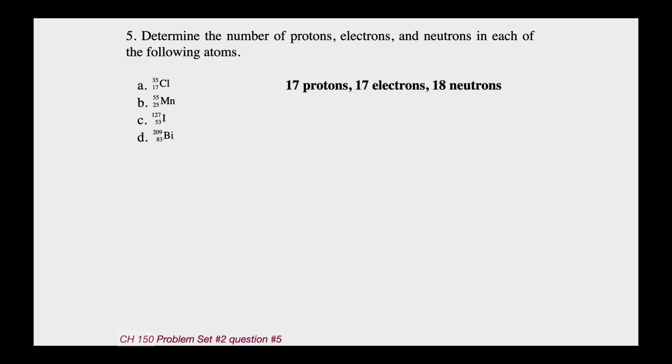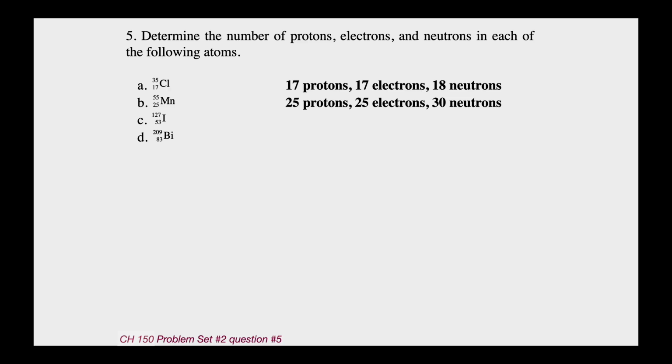The 17 is the lower left number. A neutral atom has the same number of electrons, and top number minus bottom number, 35 minus 17, gives you the 18 neutrons we're looking for. For the next problem, you would have 25 for the number of protons on manganese. That would mean 25 electrons, and 55 minus 25 would be the number of neutrons. That's going to be 30. So 25 protons, 25 electrons, 30 neutrons.